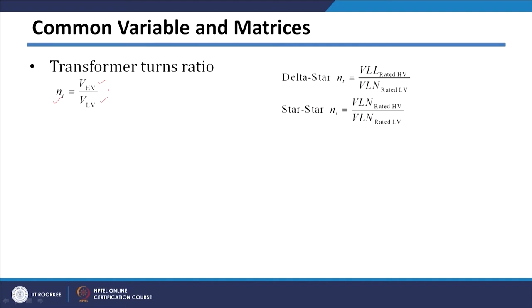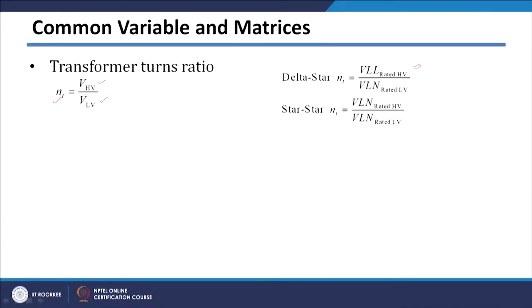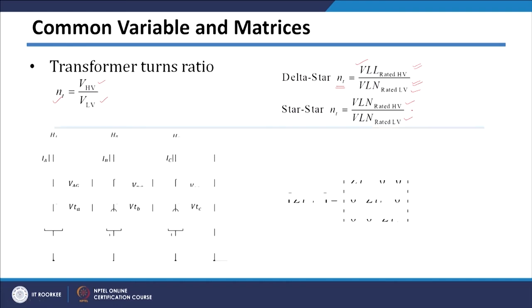In case of, say, a delta star transformer, the voltage across the primary winding will be line to line voltage, and the voltage across the secondary winding will be line to neutral voltage. So while calculating NT for the delta star configuration, we need to take the ratio of line to line voltage on the HV side divided by line to neutral voltage on the LV side. However, if you see a star star connection, you can take the line to neutral voltage ratio on the HV side and the line to neutral voltage on the LV side. So this is how the turns ratio NT is defined.